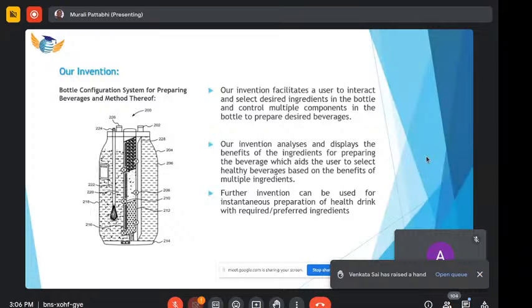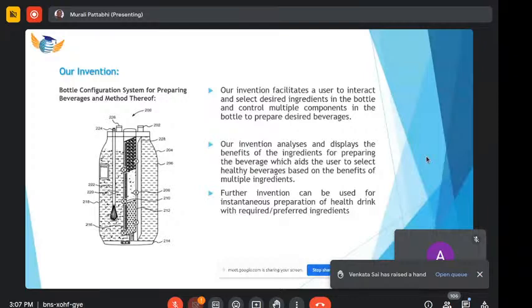It has chambers. Here we have shown you only 3 sections, but it is not limited to 3. You can have n number of compartments where you can place different ingredients that you think need to be mixed with your water.